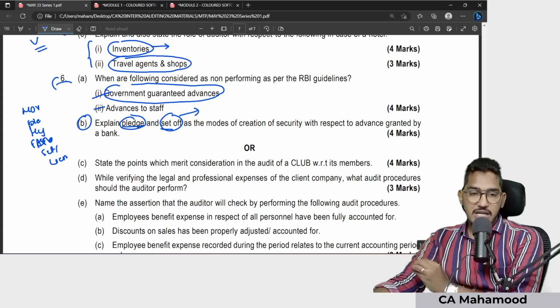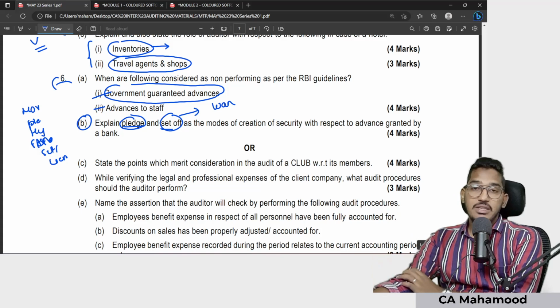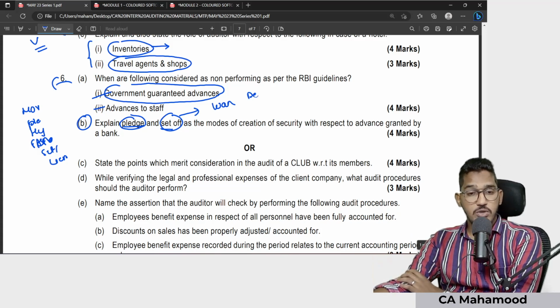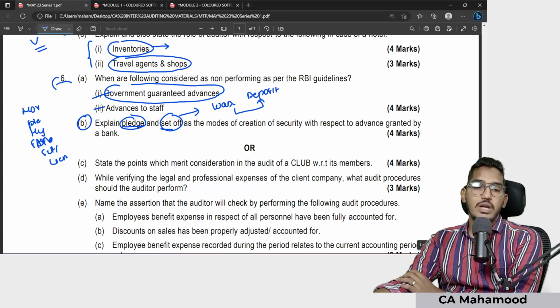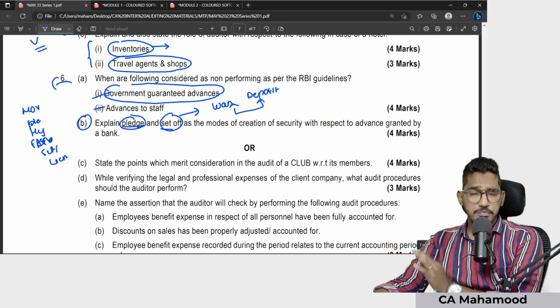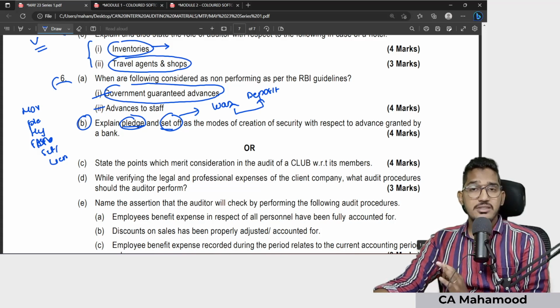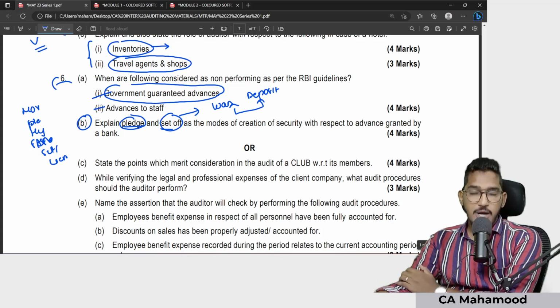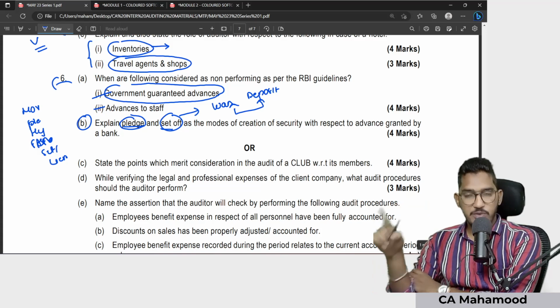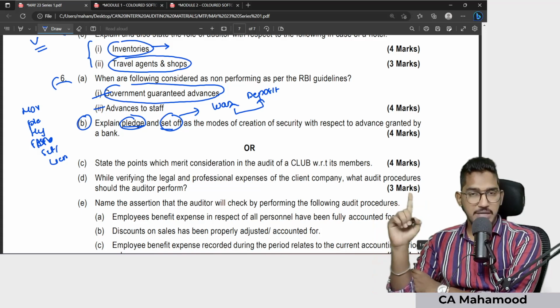Set off means if the customer has taken a loan from a bank, and with the same bank he is also having a deposit, and if the customer is not repaying the loan, the bank will have a right to adjust that loan and deposit. So set off means the right of the bank to adjust a liability against an asset, provided both the accounts are in the name of the same person and in the same capacity.